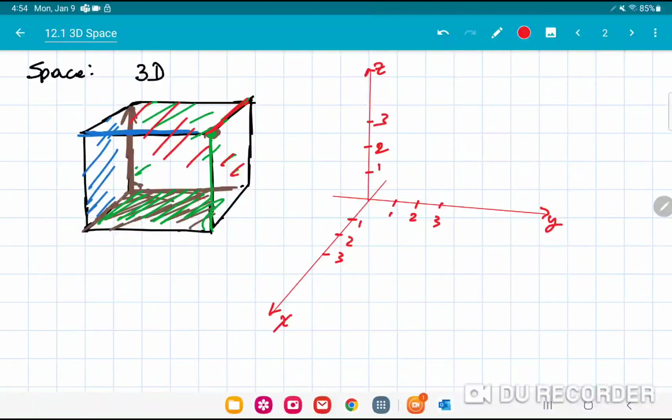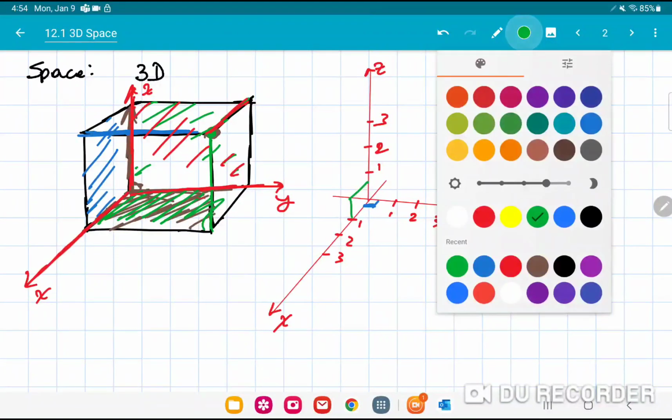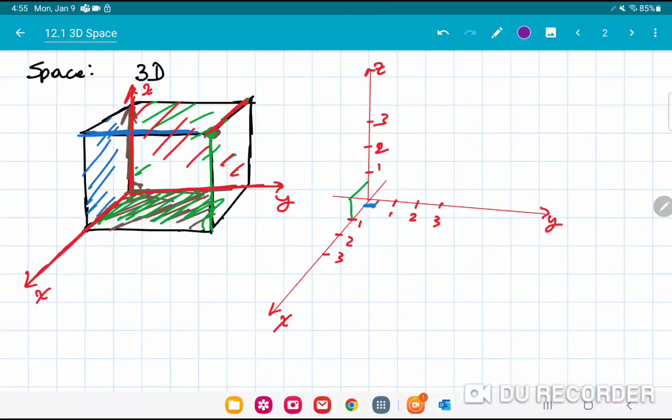So basically, in my picture, this could be the x-axis, this could be the y-axis, and this could be the z-axis. And here's the convention. The convention is that x and y axis are perpendicular to each other. Okay? That x and z axis are perpendicular, and that z and y axis are perpendicular. Okay? That's one convention. So we can have a rectangular system.